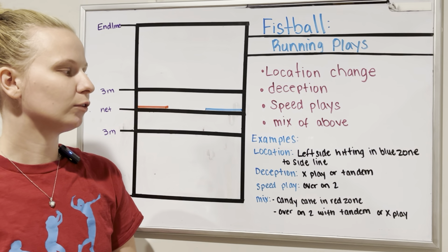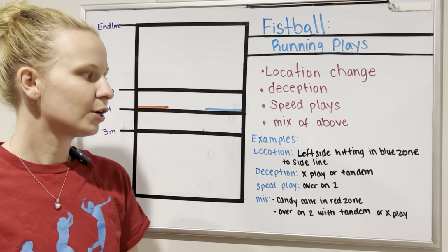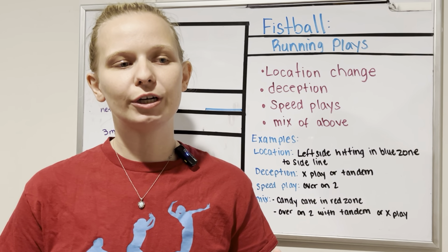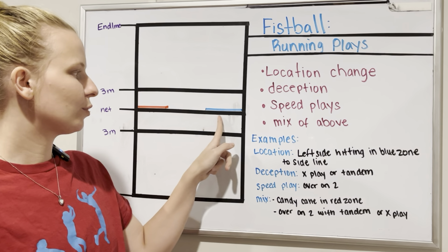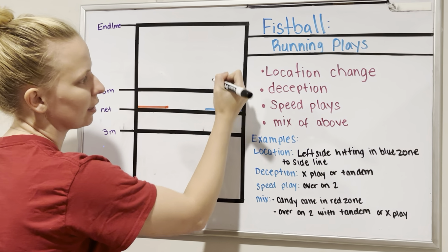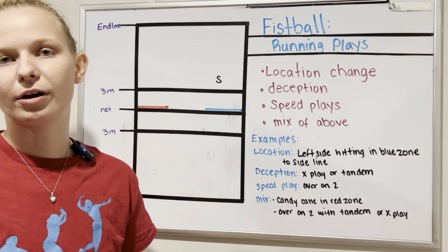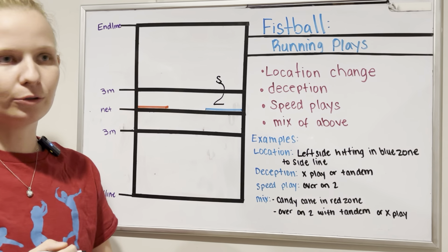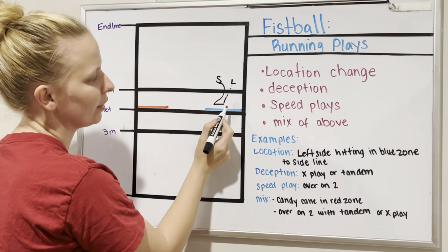The first example is for a location change. The example that I have here is a left side hitting in the blue zone to the sideline. Technically this is also a speed play, but it is really good because it's utilizing the sides of the field. The blue zone is over here. Let's say our setter is here. Even if they have to send a bounce set, this is still an easy ball for a left side striker to hit. If the setter sets a bounce ball and it bounces here in the blue zone, a left side striker can come in and do their approach.